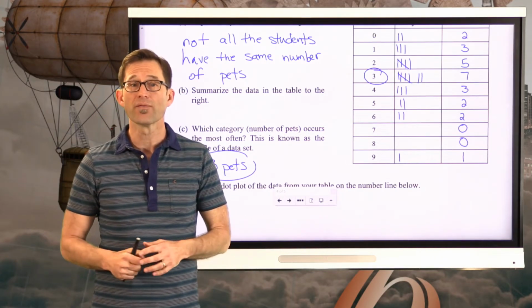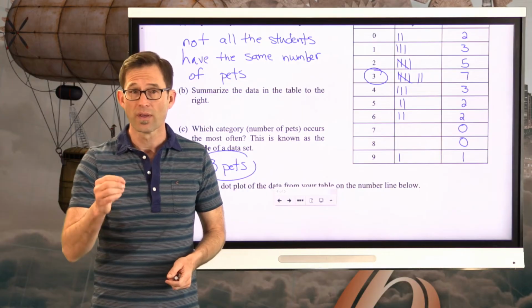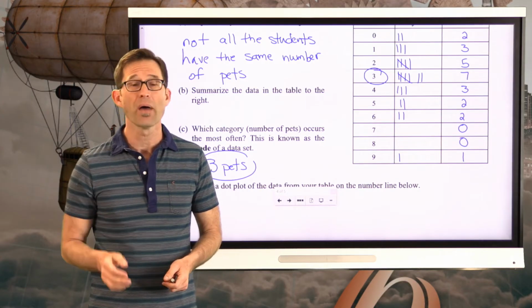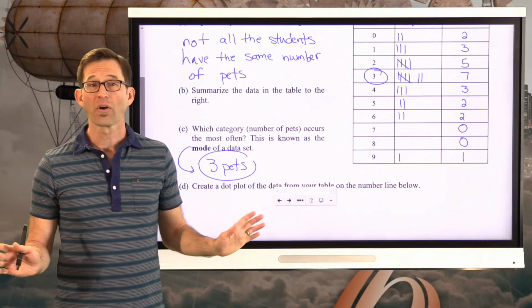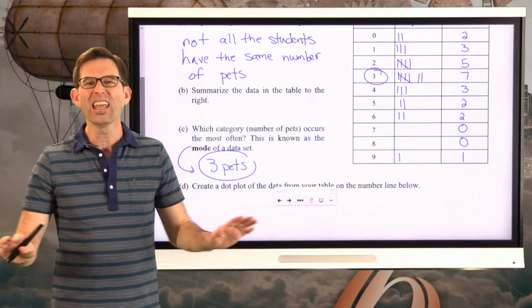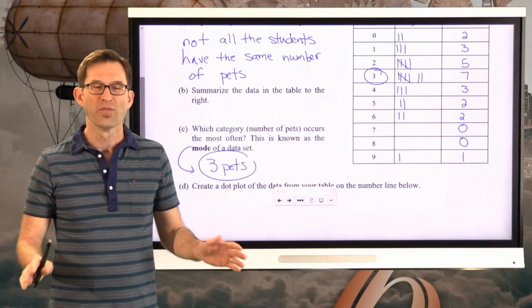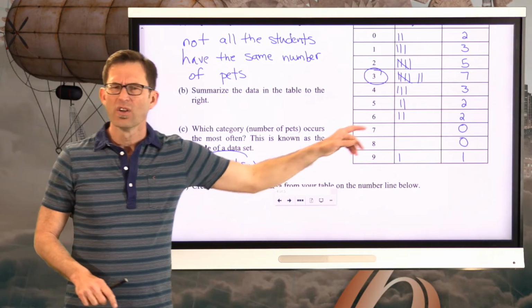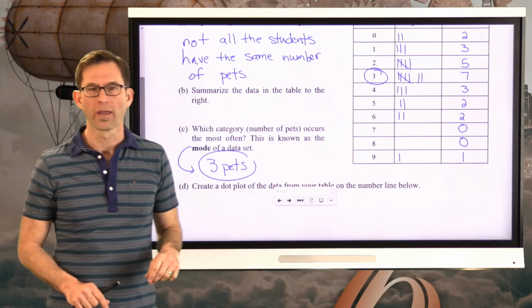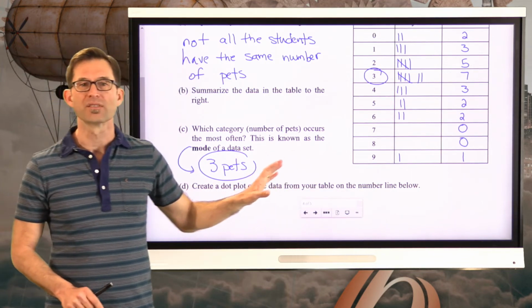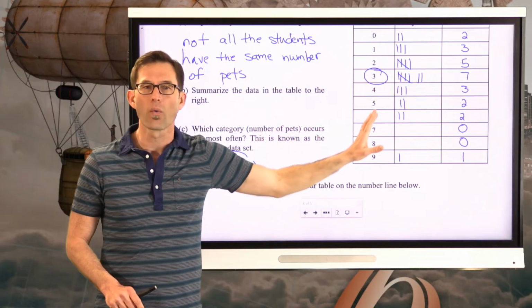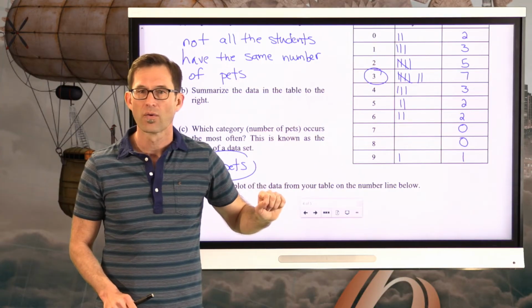So in other words, if Yasmin was trying to answer the question, how many pets do students in my math class have? You could say, well, more kids have 3 pets than any other number, right? So if you're somebody that's got 3 pets, then you're in that kind of mode category. All right. And finally, we like a lot of times in statistics to create visual representations of our data, right?